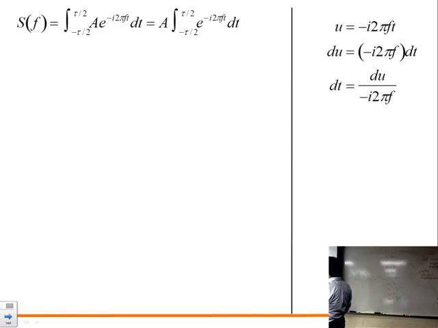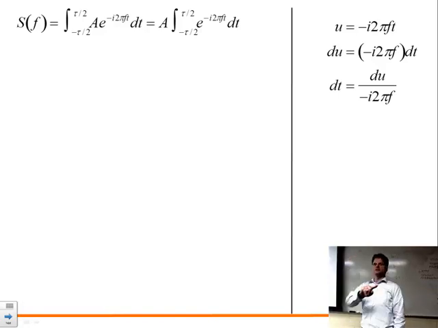So, to do a change of variables, we'll let u be this whole exponent. I want to get the integral to be e to the u du. That's what we want. So I set u equal to that whole exponent, which is minus i times 2 pi times f times t. So that's all up there.